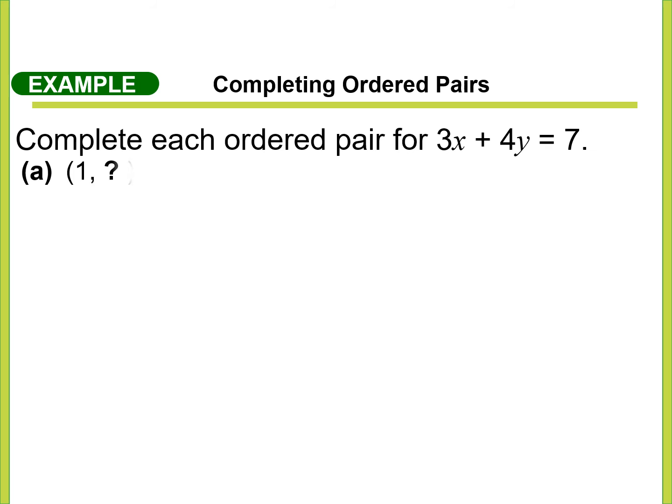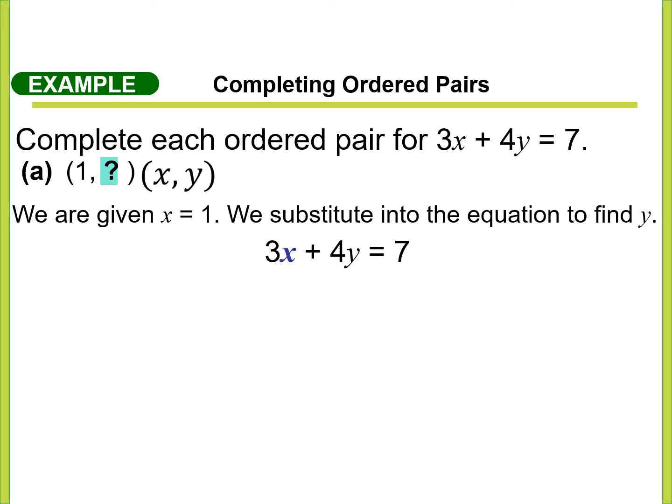Now let us have another one. So the same equation, 3x plus 4y equals 7. When x is equal to 1, what is y? So first we are going to copy the equation, 3x plus 4y equals 7.